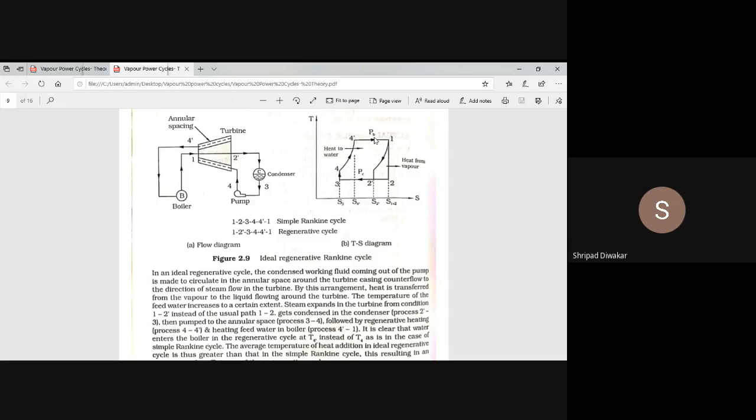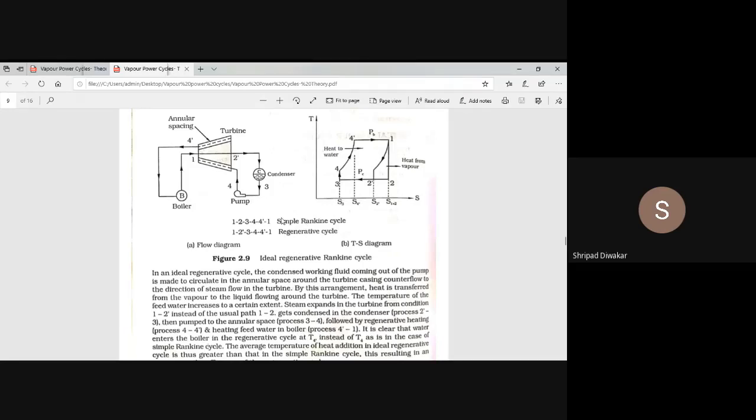So first you have to draw the flow diagram and the T-S diagram. 1, 2, 3, 4, 4 dash, 1 is your normal Rankine cycle. You mark this point as some 1x. Next, 1x, 2 dash, 3, 4, 4 dash, 1 is your regenerative cycle. I'll explain the process. Remember, the diagrams are most important. First you have to draw the diagram and then explain the thing.